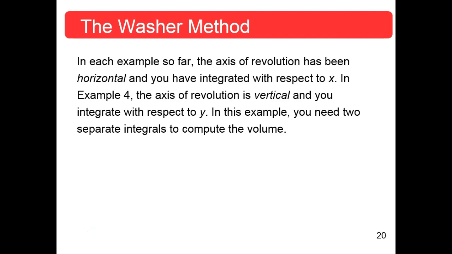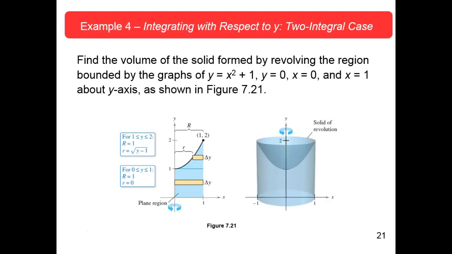In each example so far, the axis of revolution has been horizontal, and you've integrated with respect to x. In the next example, example 4 coming up, the axis of revolution is vertical, and you integrate with respect to y. In this example, you need two separate integrals to compute the volume. Now, that's not because it's y. It's because of the problem. So don't think anytime you're doing it with a vertical axis, you're going to have two. It's just the nature of this problem. Okay? So let's see what the problem is.